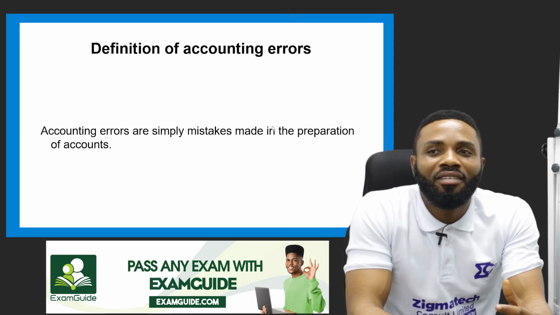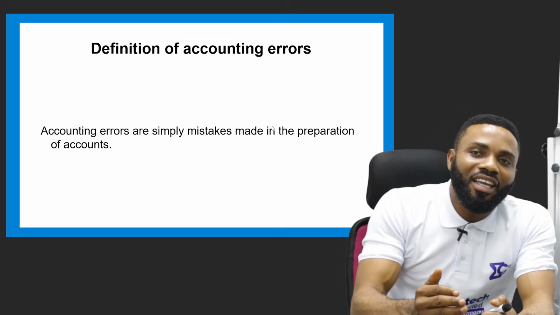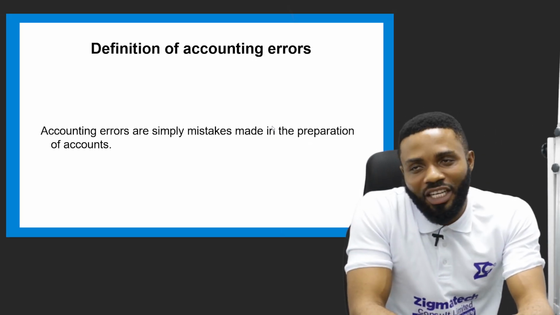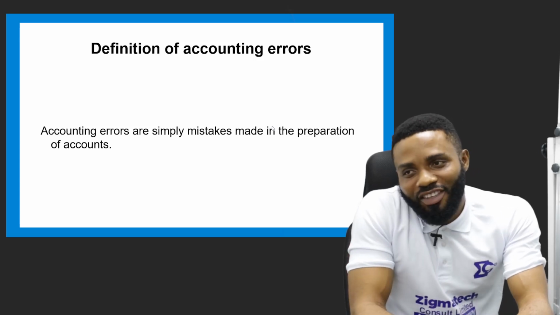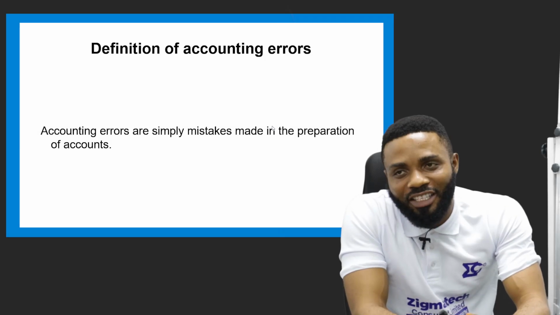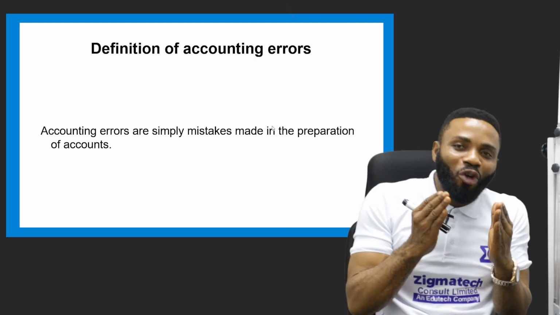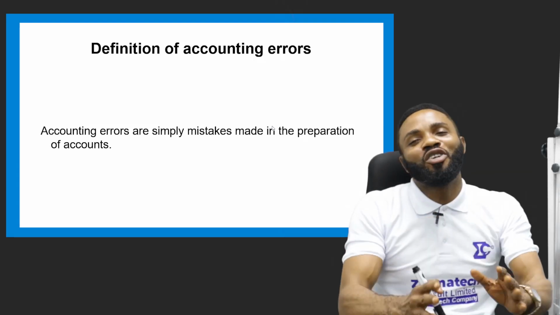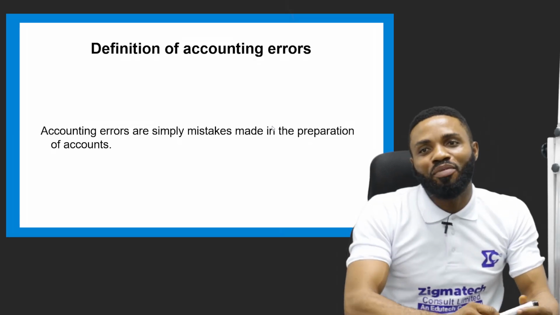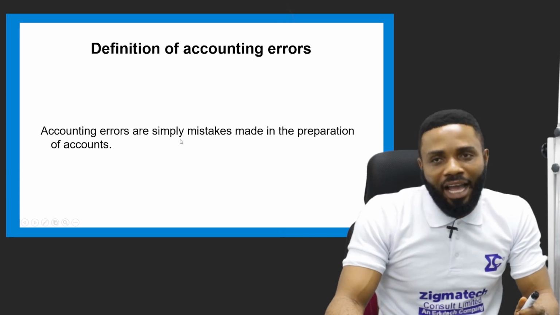So we have devised a means to correct these errors or this mistake in a professional way. In accounting, there's no mutilation. We don't cancel. So what we do is that when an error is made in the posting process, we have a system that can be used to correct such an error. And that's what we are going to look at today. So we have said that accounting errors are simply what? Mistake in the preparation of account.